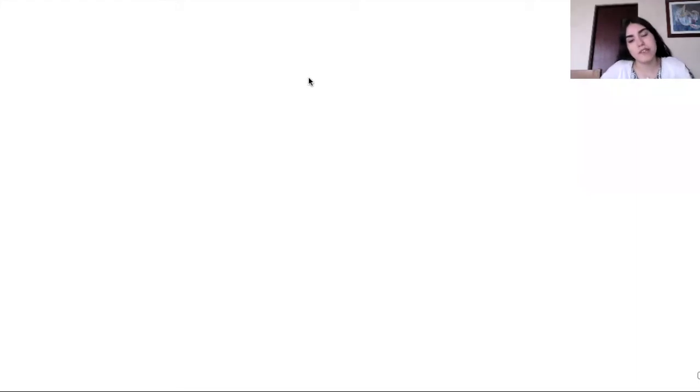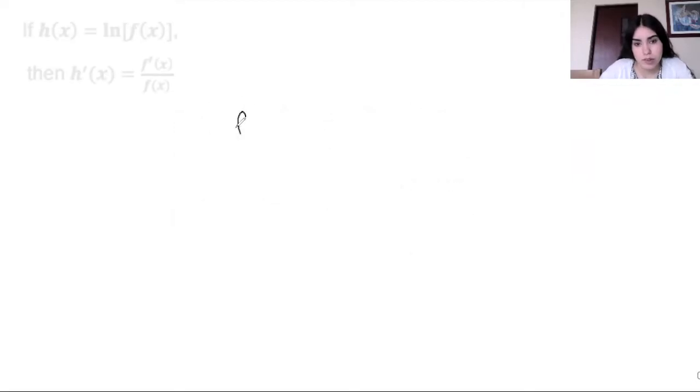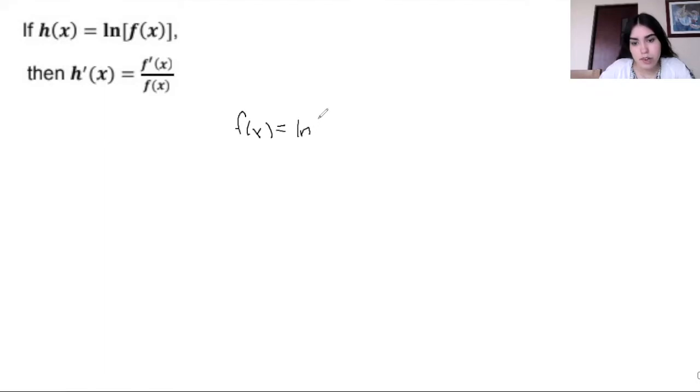Okay, so I will be explaining the logarithm rule. I will be solving a problem using this formula right here. It's really simple, so I will start by copying the problem. f(x) is equal to the logarithm of x^(3/2) plus 3x.